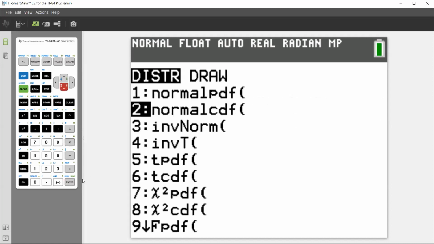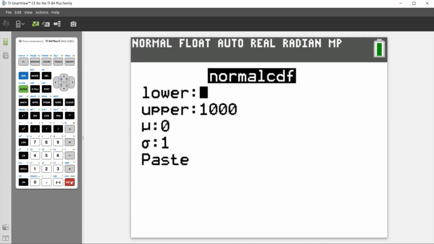Normal CDF. Now, it's the area to the left. Remember, the lower end is going to be negative 1,000, right? Because it's a left tail. And the upper end is going to be what we stored in A, which in this case would be that negative 3 point, whatever the number was. I don't even remember anymore, but it doesn't matter because I stored it in A. That's why storing is important, because if you don't write things down, you might have forgotten.